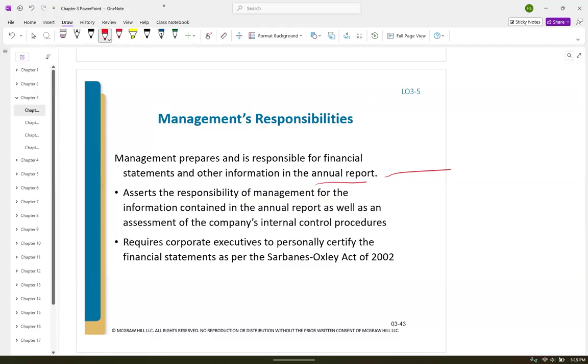Okay. It asserts the responsibilities of management for the information contained in the annual report, as well as the assessment of the company's internal control procedures. So now, since Sarbanes-Oxley came about in 2002, we have basically a dual audit going on now. We have an audit of the financial statements and we have an internal control audit. Prior to this, all we did was, if internal control was working really good, we may rely on those controls a little bit more, but now internal control has to be evaluated. So there's an opinion on the financial statements and an opinion on the internal control.